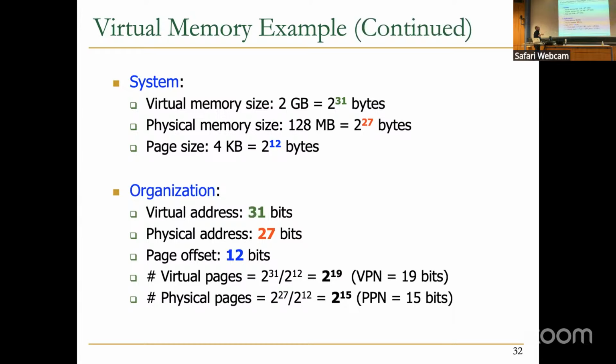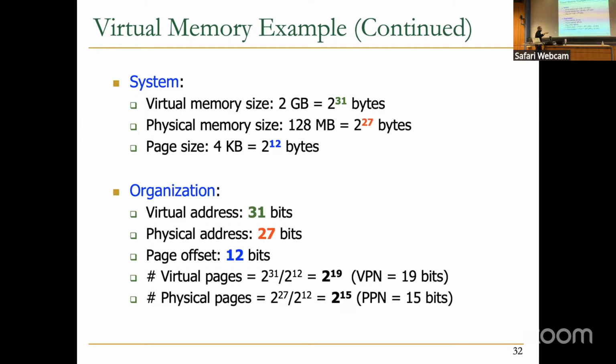So what is the organization? How many bits do I need for the virtual address? I need 31 bits because the size of the virtual address space is 2 to 31 bytes. For the physical address, 27 bits. And for the page offset, 12 bits. Why do I need 12 bits for the page offset? Do I need to translate the page offset? No. Inside the chunk, there is no reason why you would translate, right? The internals of the chunk do not need to be translated.